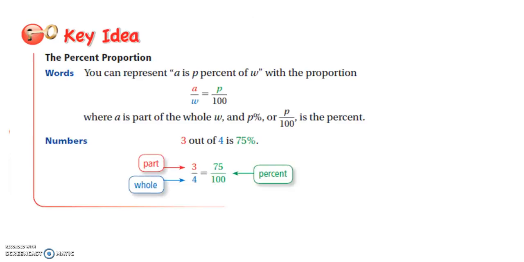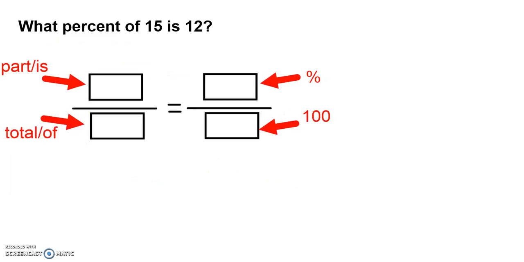Okay, and then here's the key idea. You can represent A is P% of W, with the proportion, where A is part of the whole W, and P% or P over 100 is the percent. 3 out of 4 is 75%, so 3 out of 4, because the of is right here and then the percent's right there. Okay, so we're going to do an example to make that more clear.